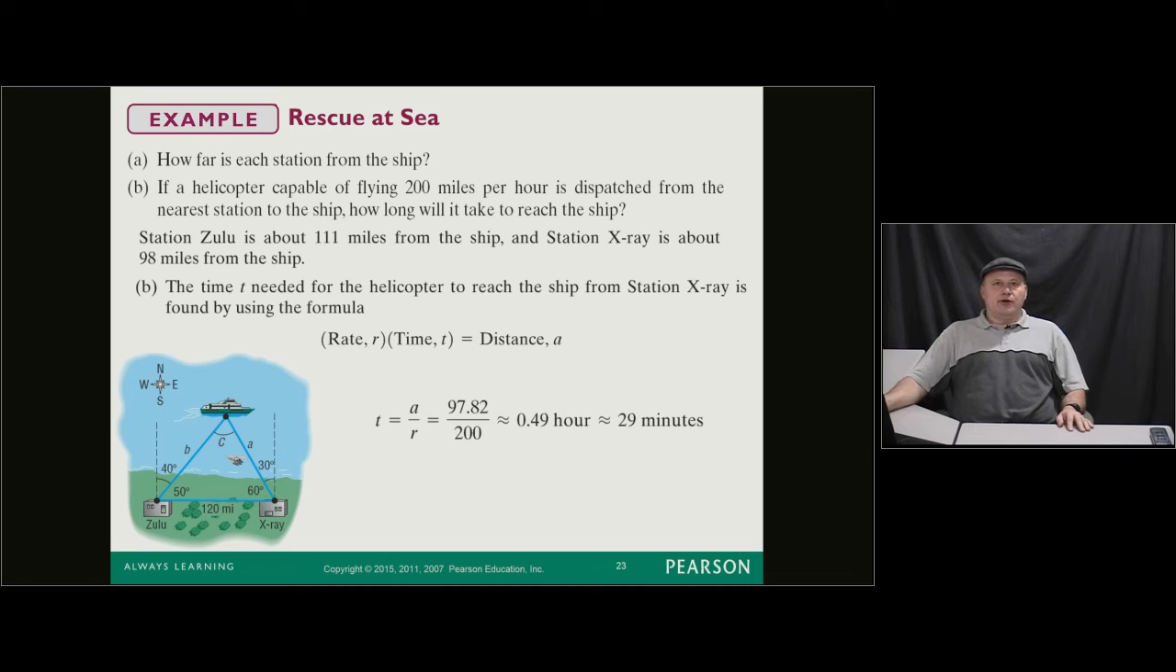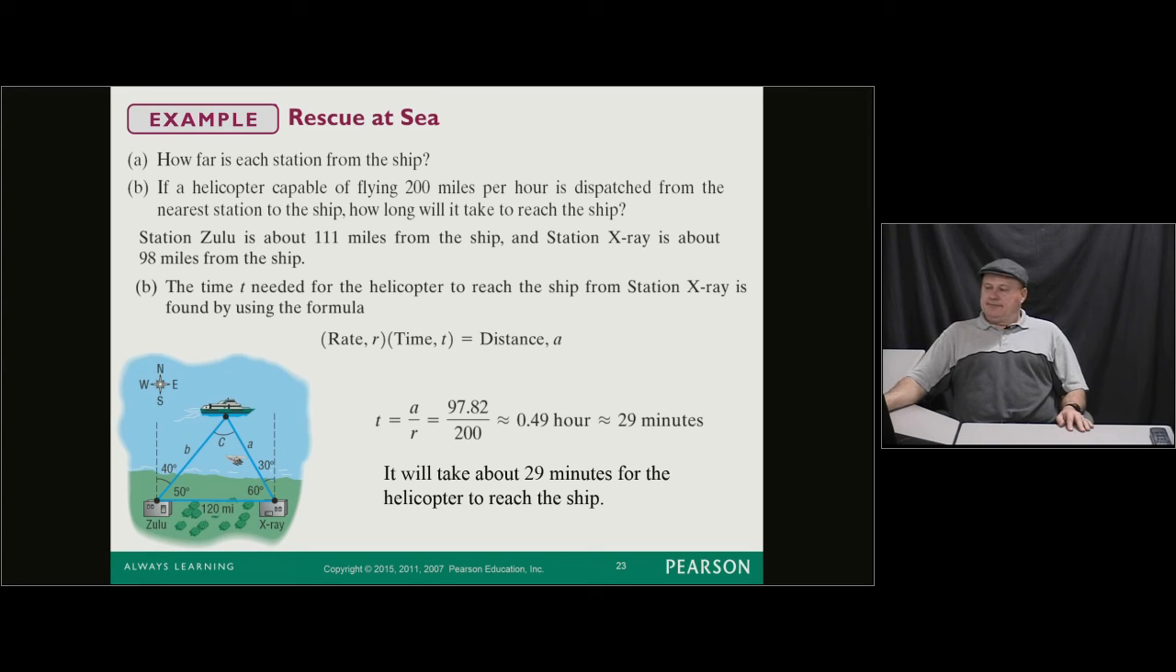But I want you to look at the picture very closely here, and that kind of tells you how to do it. So drawing the picture on these problems is probably the most complicated part of this. So it would take about 29 minutes for the helicopter to reach the ship if he flies out of there.